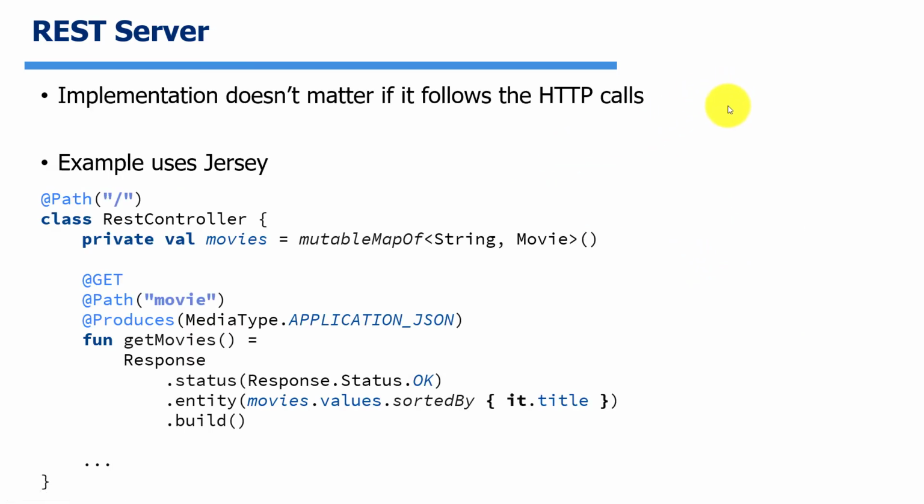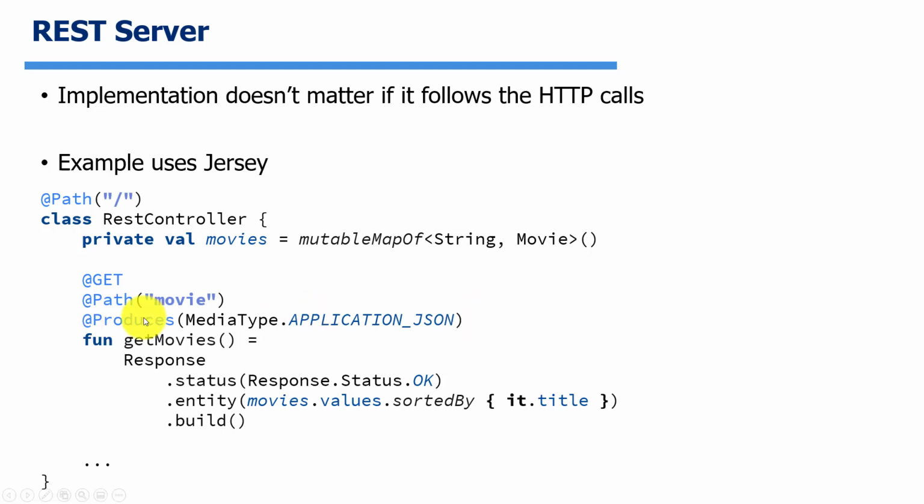On the server side, you could have any old implementation you want for this as long as it follows the right HTTP calls. So if you're doing the right CRUD operations for the right calls, it doesn't matter what you're implementing it as. In this example, I'm going to use Jersey, which makes it pretty easy to create a really simple REST server. We'll see in here that we can specify the path using this path annotation, and then for each function, we specify which HTTP method it's doing and what it consumes or produces as far as the media type coming in. So if we can accept JSON, if we can accept XML, things like that.